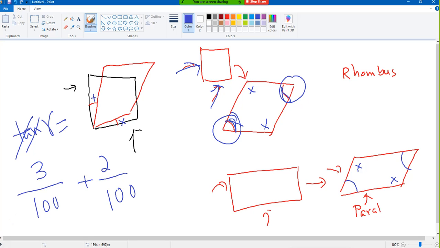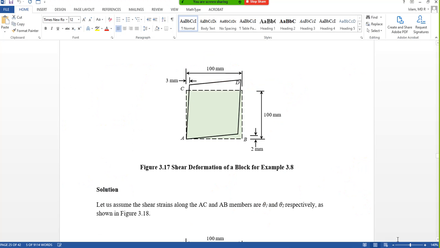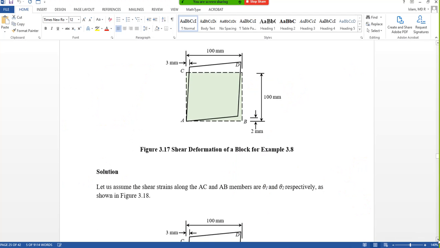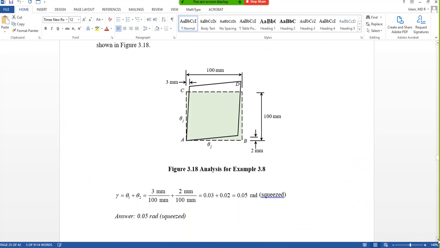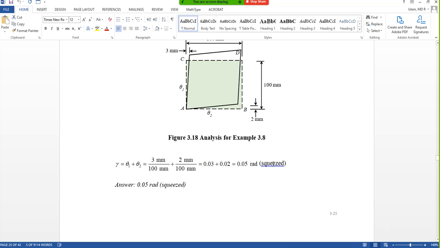You will see that the example did the same thing. Let me see. Yes, see, gamma equals theta 1 plus theta 2. Theta 1 is here, 3 by 100. Theta 2 is here, 2 by 100. Then the sum of this. I did not use the tan. You can use it, but that does not change your result so much.